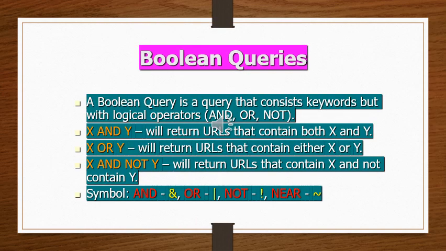So there are also the Boolean queries. A Boolean query is a query that consists of keywords but with logical operators: AND, OR, NOT. If you type X and Y, it will return URLs that contain both X and Y at the same time. When you type X or Y, it will return URLs that contain either X or Y or both. When you type X and not Y, we return URLs that contain X and do not contain Y. And we use the ampersand sign for the AND, we use the slash sign for the OR, we use the exclamation for the NOT, we use the near sign for the NEAR, something that is very close.